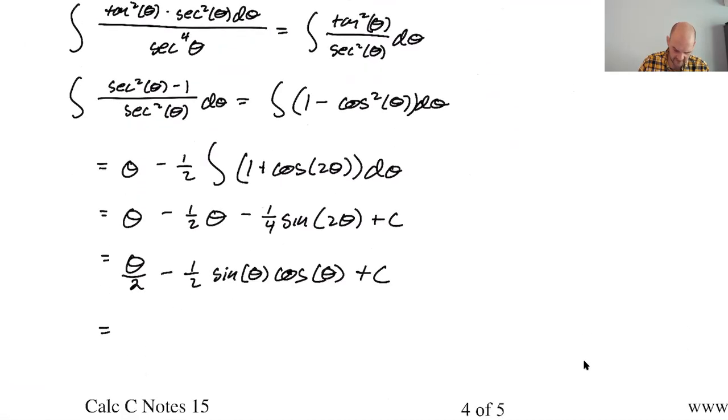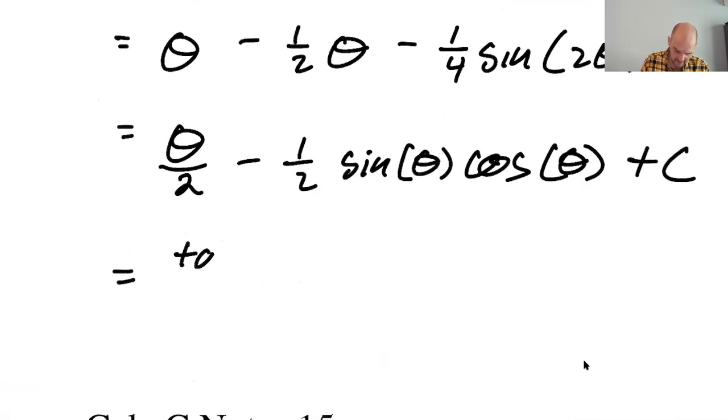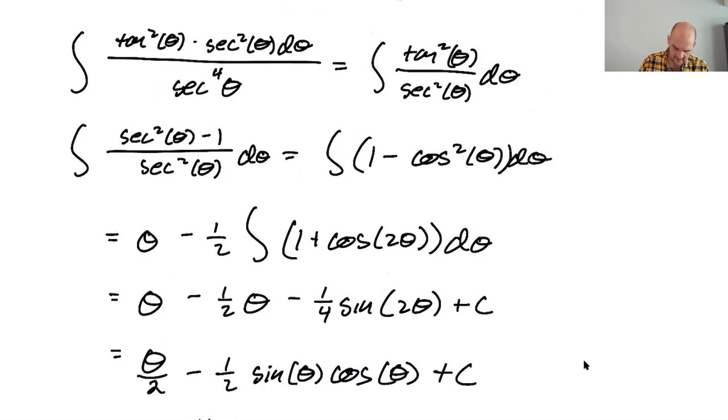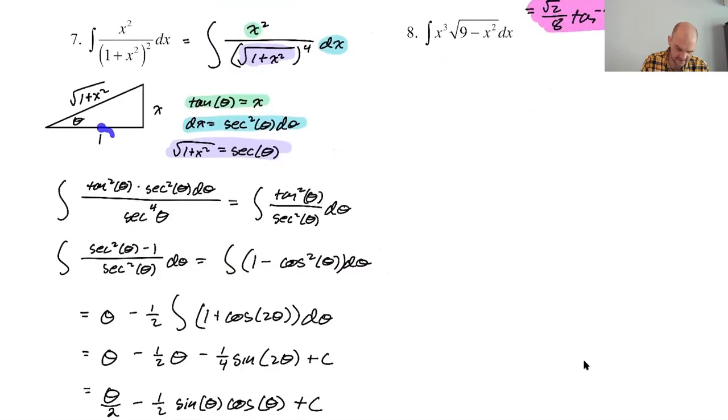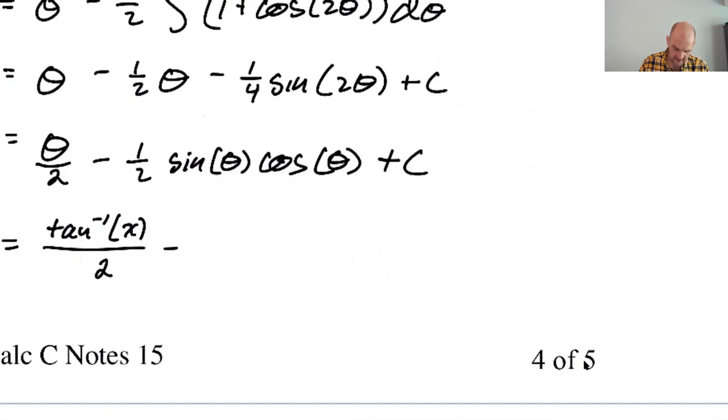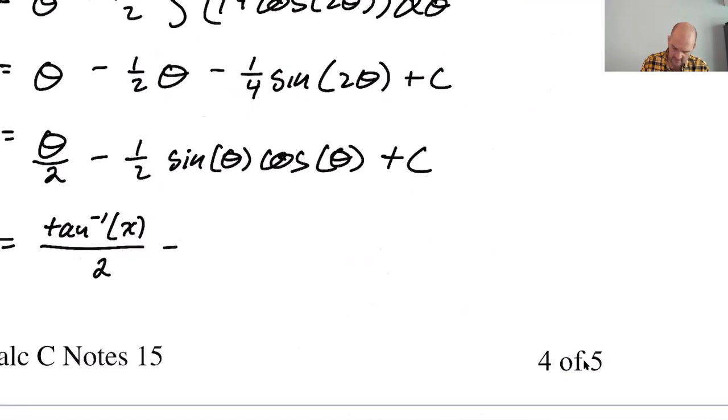So theta is the inverse tangent of x. So that's going to be tan inverse of x over 2 minus, so cosine, or back to the triangle, cosine is this over this, and sine is this over this. So it's going to be x over 1 plus x squared. That's not right. Oh, maybe it's x over 1 plus x squared. Oh, I see what I'm saying. It's x over 2 times 1 plus x squared plus c, I think.